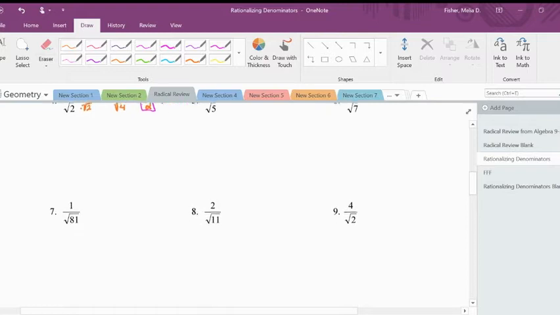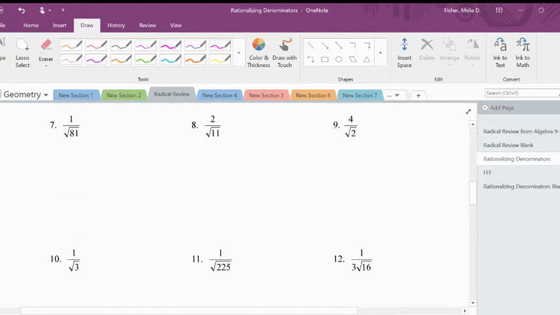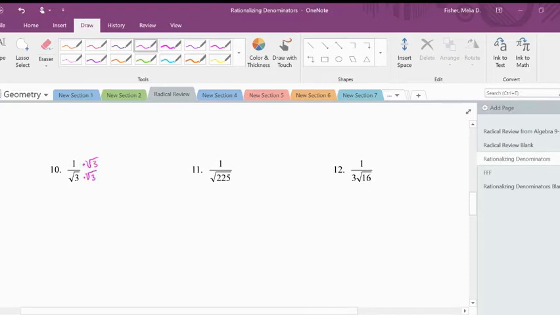Let's go ahead and skip down a little bit and do a couple more evens. Let's do 10 and 12. So we have multiplying the bottom by square root 3 and the top by square root 3. We get the square root of 3 over the square root of 9, which is the square root of 3 over 3.